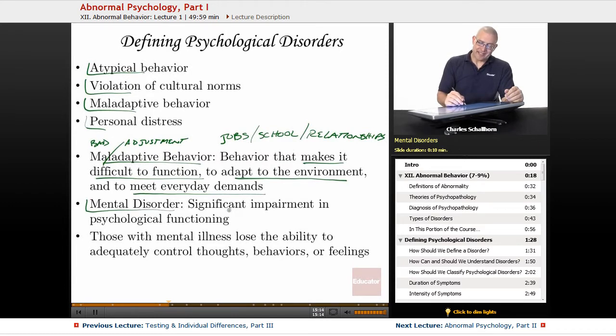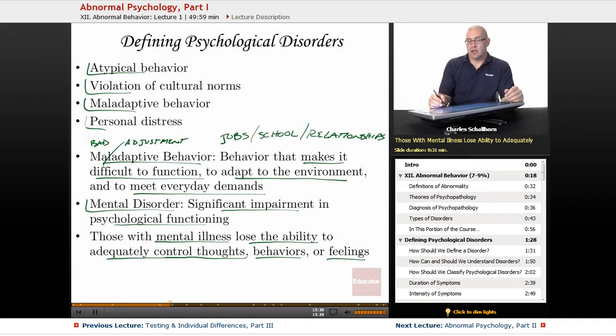A mental disorder is a significant impairment in psychological functioning, and we'll see how the specifics are with each of the disorders. And people with a mental illness lose the ability to adequately control thoughts, behaviors, or feelings. And so this idea of control is huge, because one of the experiences that people with disorders have is that they feel out of control. They can no longer help what they do, how they feel, what they think. And this is a huge factor in understanding how people with mental illnesses are experiencing their lives.